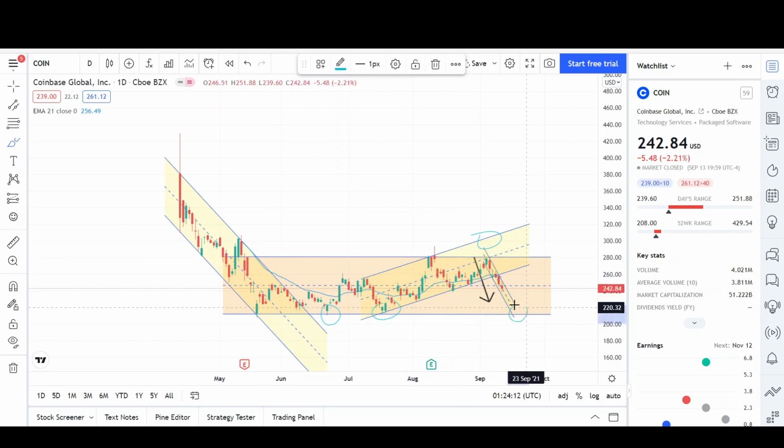So this is my target first for Coinbase, right at that 224 level, 225 level, or even the 230 level first, before we go down to the bottom of the range right at this 212 or 215 level. And eventually I still expect prices to break down and make a new low right at that 205 level or even the $200 level. So that's pretty much my analysis for Coinbase.